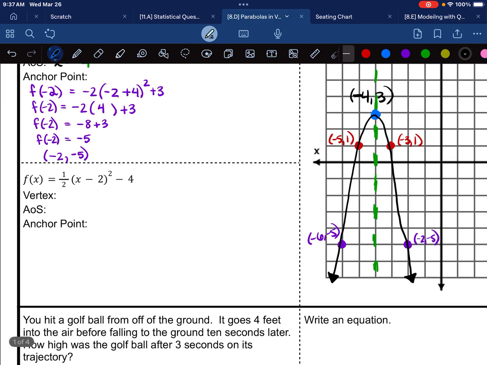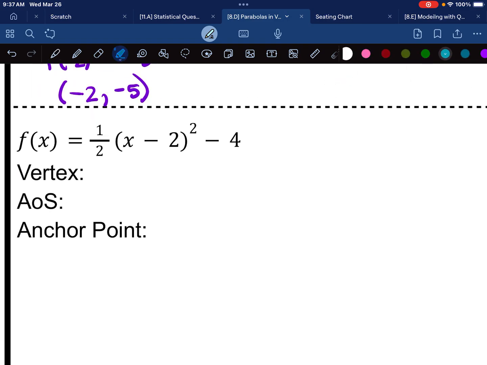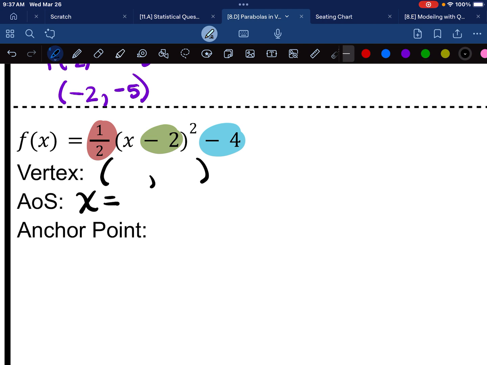Let's try it again. All right, so I'm adding my color coding just to help remind me what each value is and what it does. All right, I know my vertex is a point. My AOS is a line that says x equals. So if I start with the h value, I have a negative 2. So I'm flipping that sign to change it to positive. And then my k is negative 4, and it doesn't change signs. So we're going to graph those.